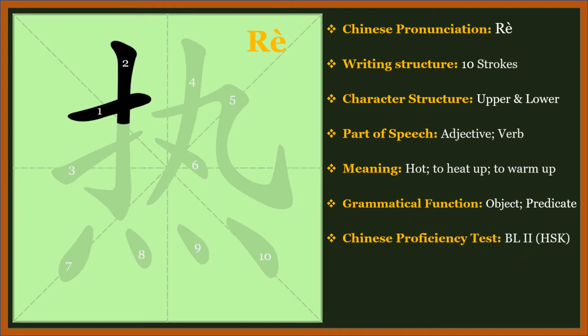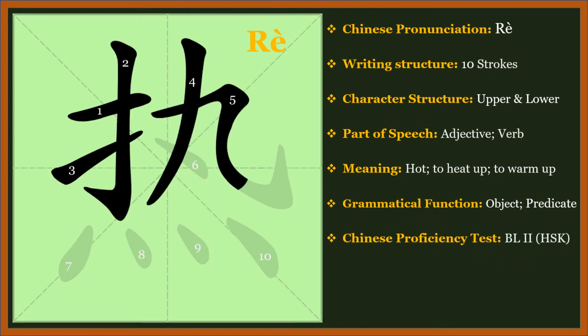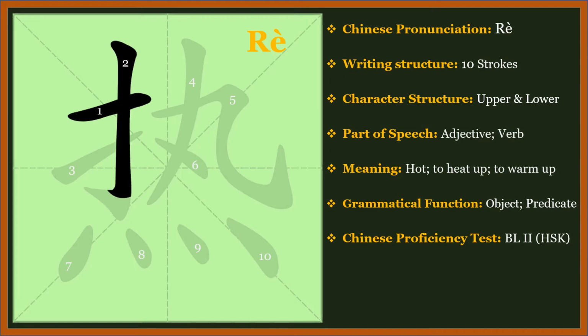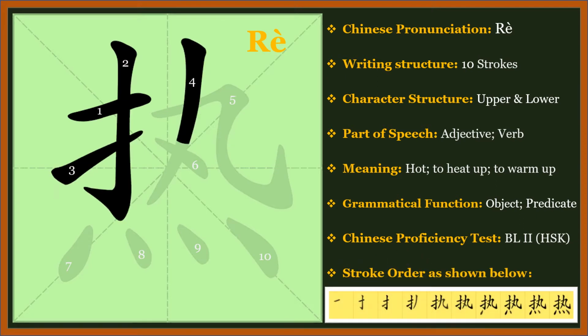This character is listed as one of the most frequently used beginner level 2 characters in the Chinese proficiency test, or HSK. The writing stroke order of 热 is indicated as follows.